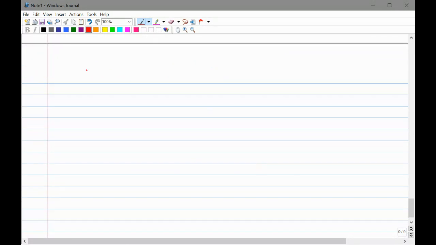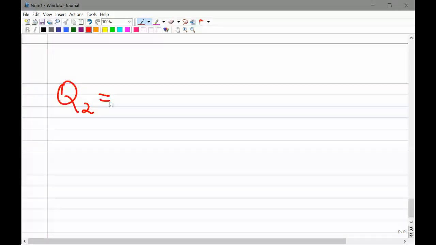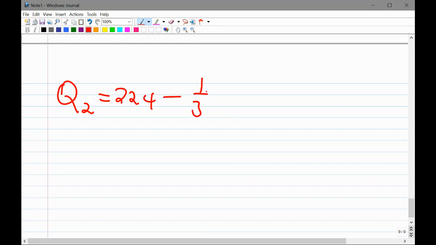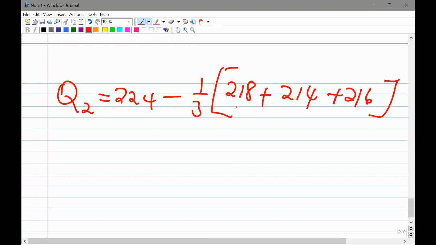When we want to find Q2, we don't have a value in line with treatment number 4. So for Q2, you say 224 minus 1 over 3, 218 plus 214 plus 216. The fourth value we won't write, because that's where we can see the missing value.